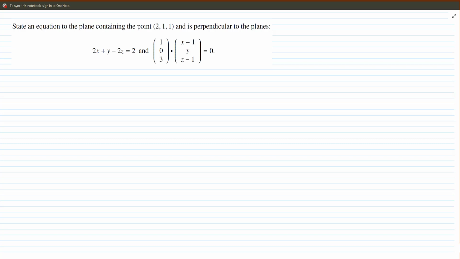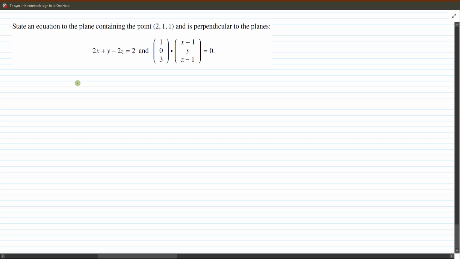So in this problem we're asked to find the equation of a plane. As a reminder, one way to describe a plane is to write it as n1 times (x minus a) plus n2 times (y minus b) plus n3 times (z minus c) equals 0, where n is the normal vector, and I should be more careful and say a normal vector, and (a, b, c) is a point on the plane.